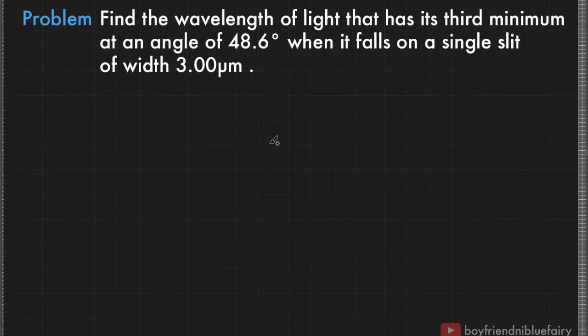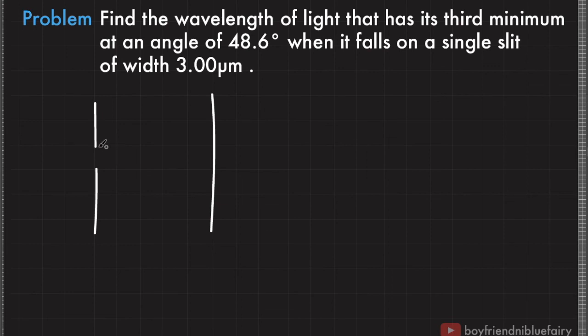This problem is from OpenStax University Physics Volume 3, Chapter 4, Diffraction, Problem 21. Find the wavelength of light that has its third minimum at an angle of 48.6 degrees when it falls on a single slit of width 3.00 micrometers. So again, if we have a single slit, and this is our screen.